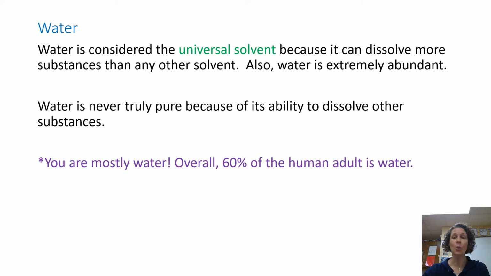All right, now water. Water is a big deal in solutions because it is the universal solvent. And we call it the universal solvent because it can dissolve more substances than any other solvent that we know of. Also, water is just extremely abundant. It is pretty much available all around the world, and so we know that it can dissolve a lot of things.